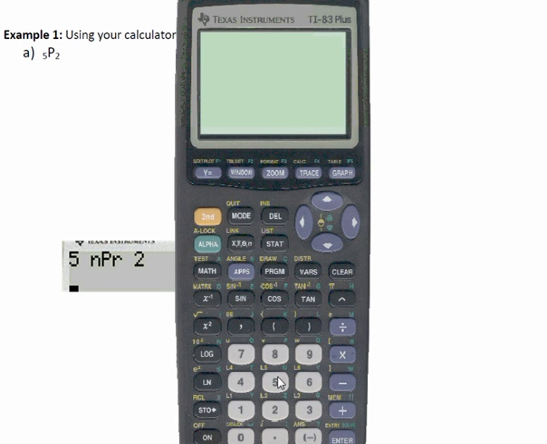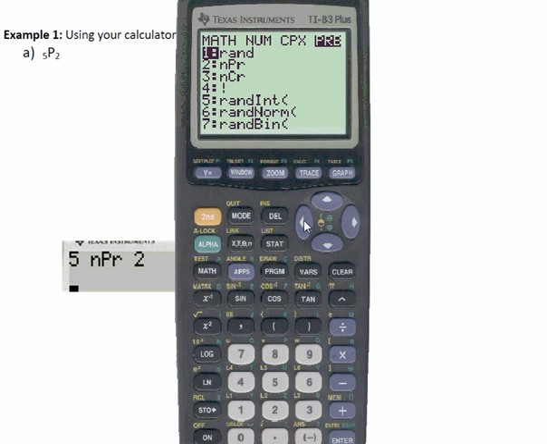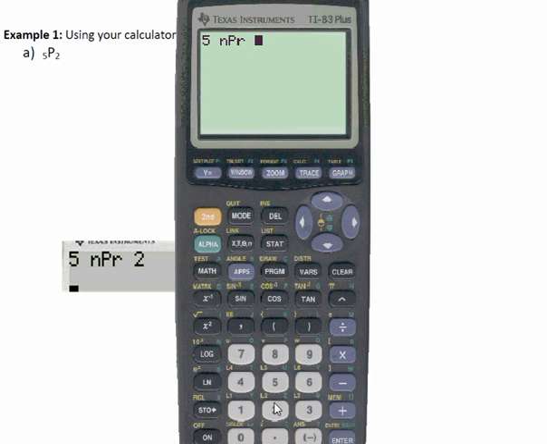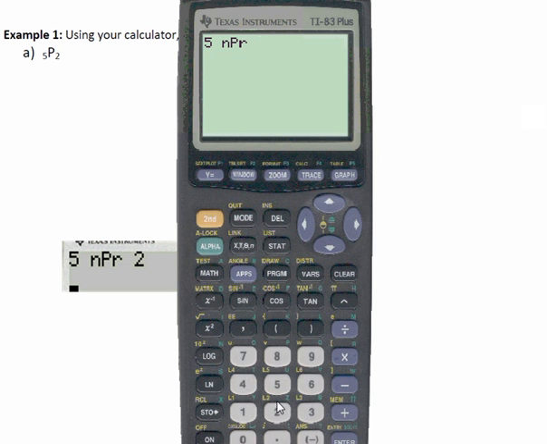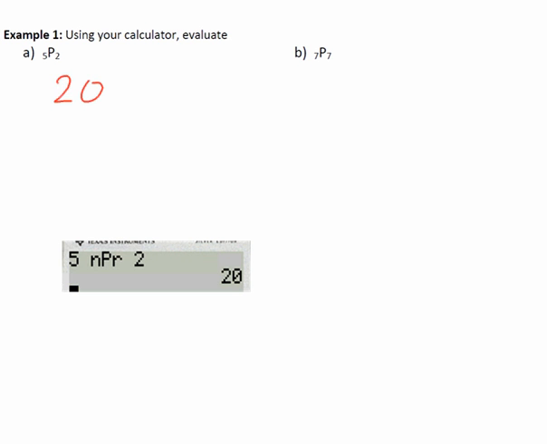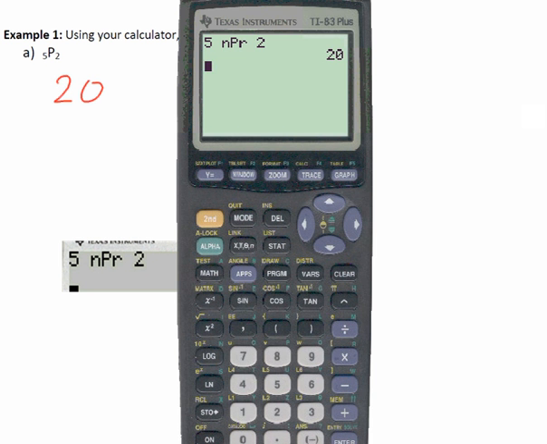All right, so 5, math, PRB, 2, and then 2. That, of course, is the one we did earlier, right? 5P2, which is 20. Now, this one might be a little bit surprising, but let's do it. 7P7. 5,040.